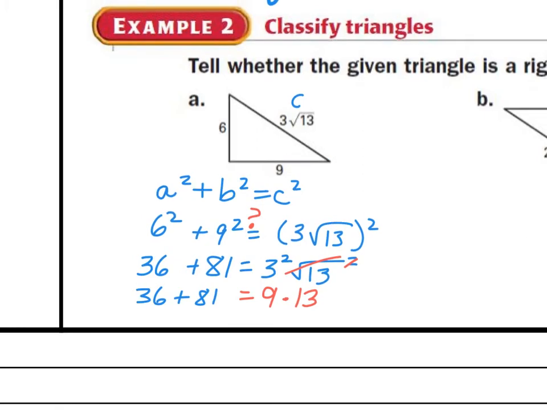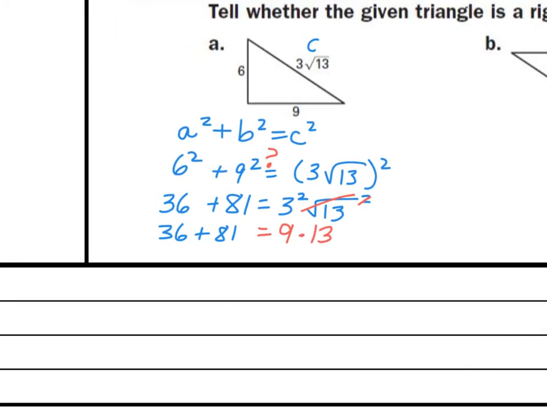So now you just have to find out, does the left side equal the right side? Go ahead and do the addition on the left and the multiplication on the right. 36 plus 81 is 117. What is 9 times 13? 117. Yes, it works. So those sides, a squared plus b squared does equal c squared. Yes, it is a right triangle. Can you please do the next one? You can work with your partner.